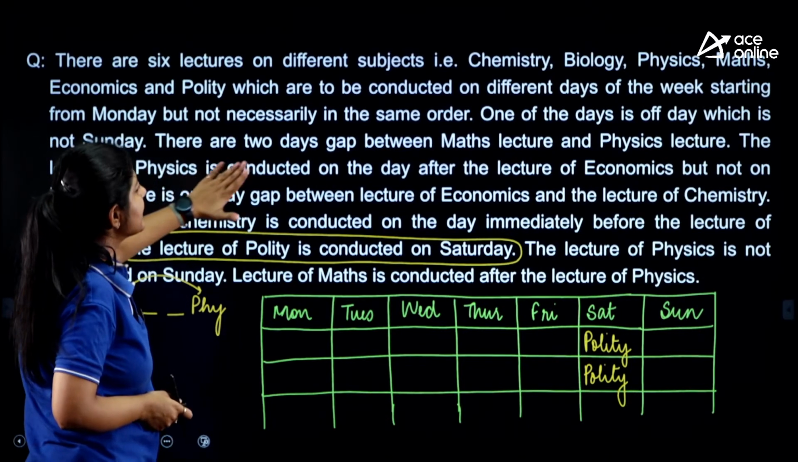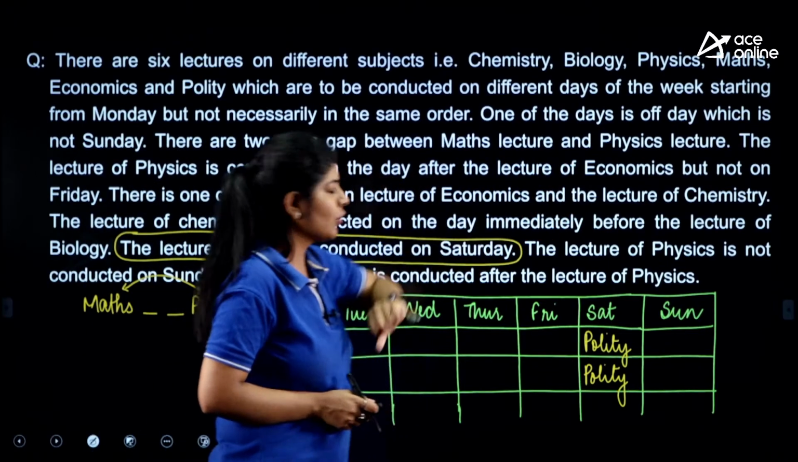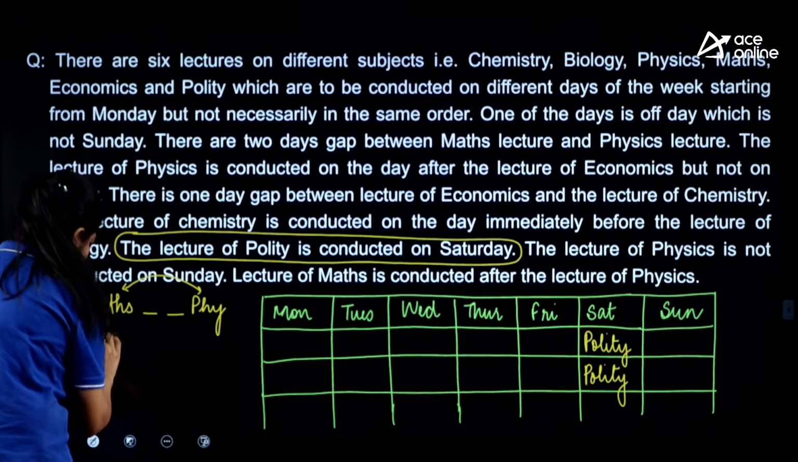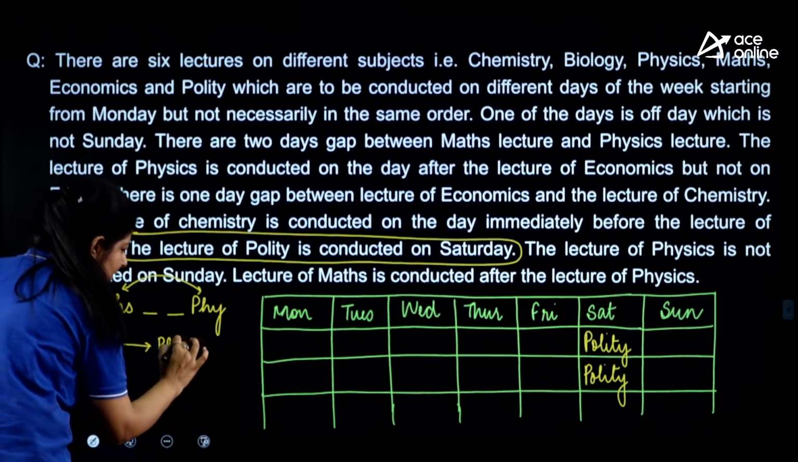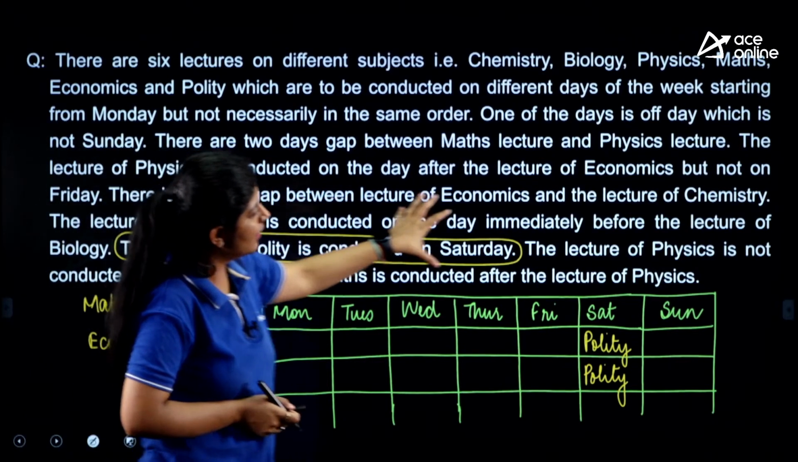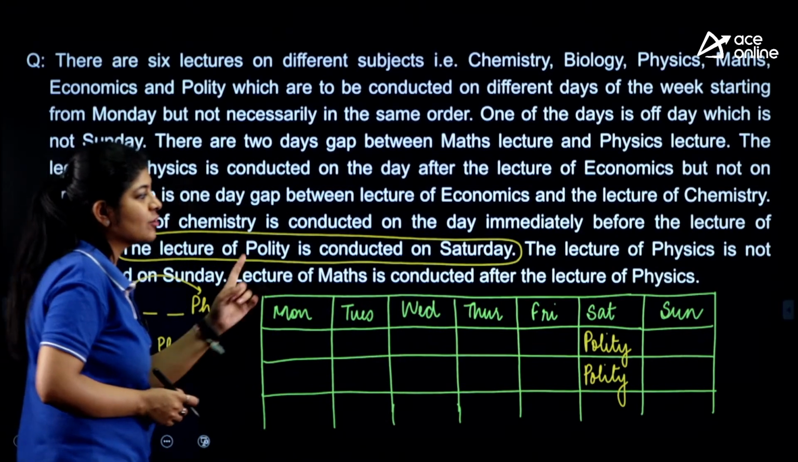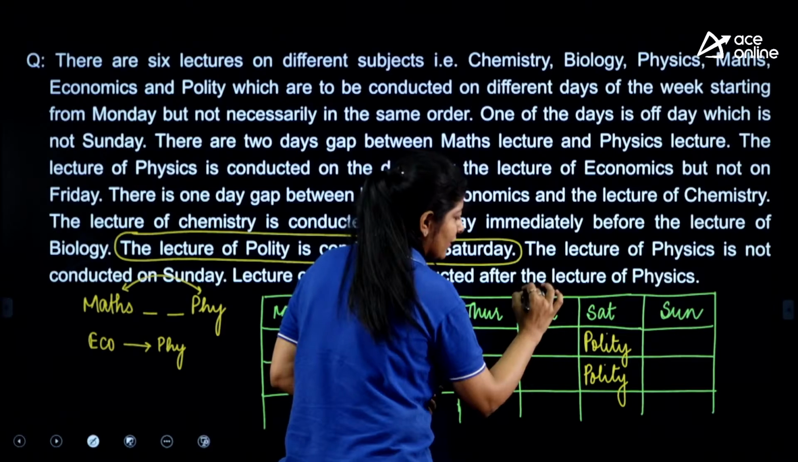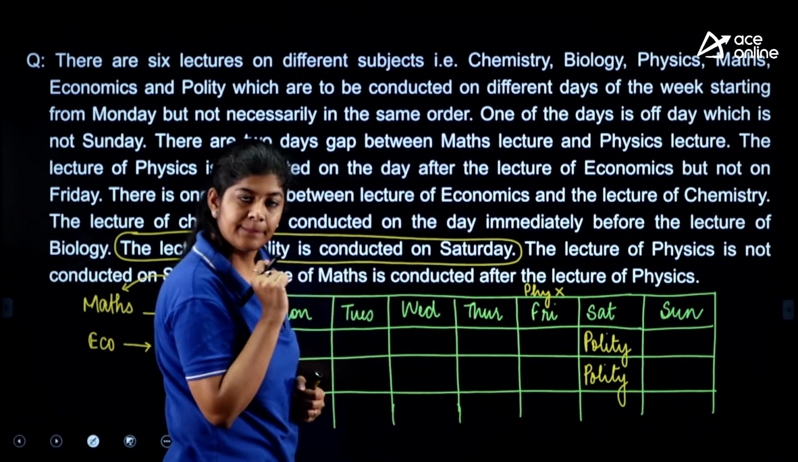The lecture of physics is conducted on the day after the lecture of economics. Okay, so first we want the lecture of economics, and after that only the lecture of physics is conducted, right? Okay, next. But not on the Friday. Okay, so the lecture of physics is not going to be conducted on Friday. So we will put physics over here and we'll mark a cross over here, right?